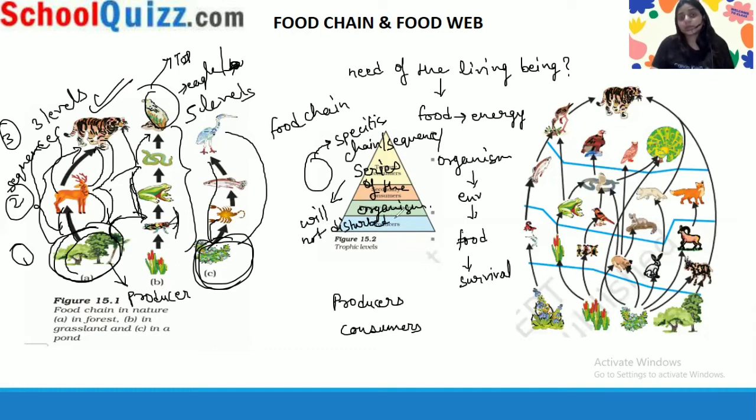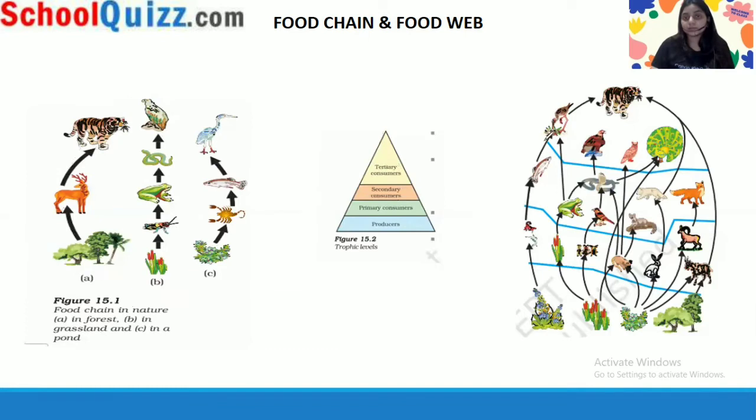So we can understand what a food chain is. Now let's understand what a food web is. Basically, a food web is a group of food chains, or you can say a network of food chains. In the food web, what is happening? If there is a food, then for this particular food there will be many other organisms.